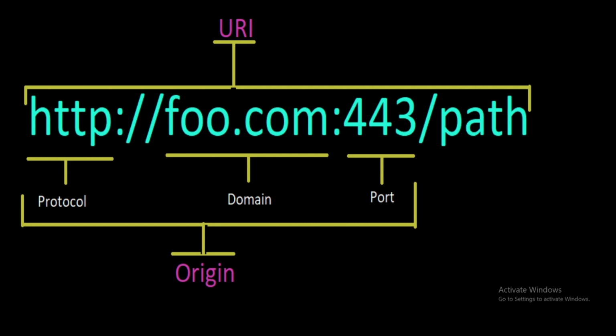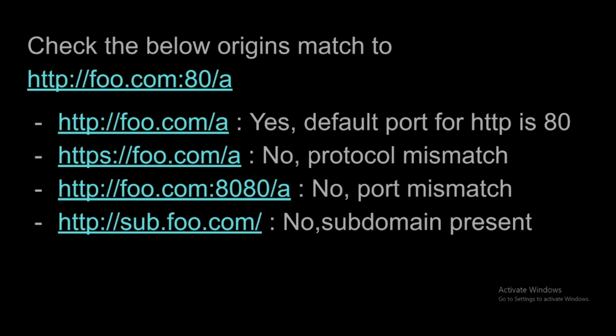So here, the full thing including the path, http://foo.com:443/path, is a URL, and only the http, foo.com and 443, which are the protocol, domain, and port, combine and make the origin. Now, to know which URLs and which applications are in the same origin or not, there must be the same port, same domain, and same protocol. If all three are the same in both URIs, then they are in the same origin.